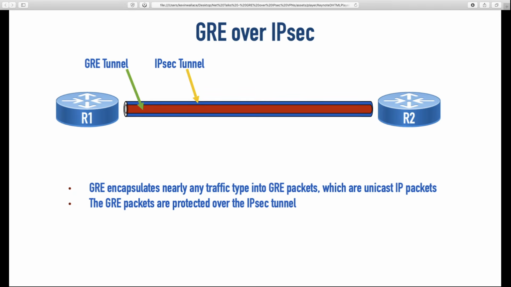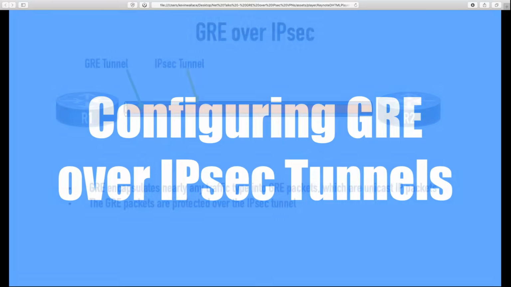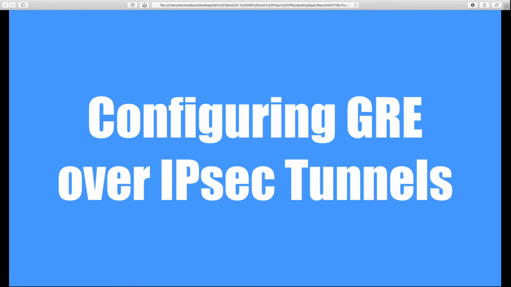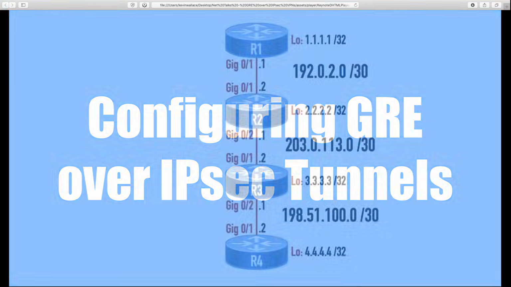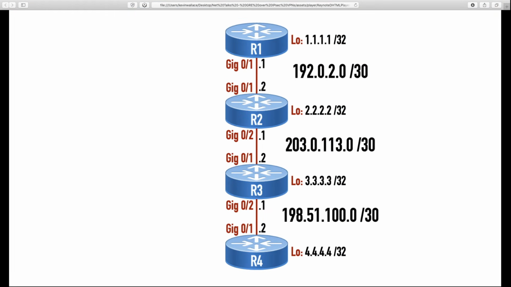Teamwork makes the dream work. Well, that's what we're doing here. We're teaming up GRE with IPsec, and we're able to put everything into GRE to make everything an IP unicast packet, and then we'll take those IP unicast packets and send them securely inside of an IPsec tunnel. And I want to take you out to a live interface now and show you exactly how to set that up. Before we do that, here's the topology that we're going to be working on.